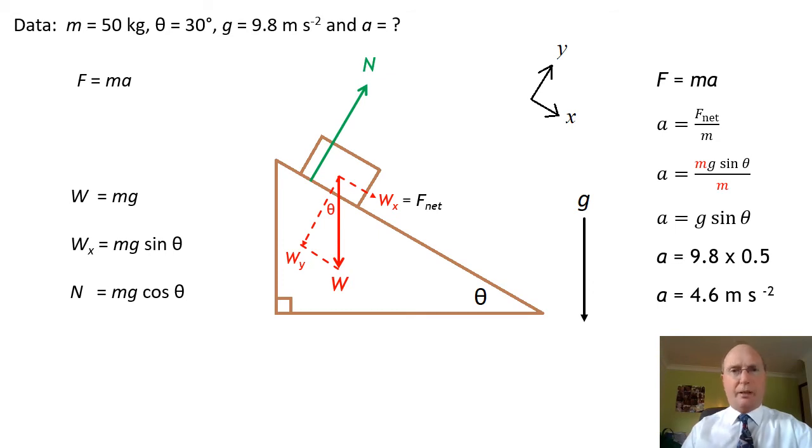Now, check MUDS. The acronym stands for magnitude, 4.6, units, meters per second squared, direction, downwards, and significant figures. Here we've got two significant figures. Well, let's look at another example where we do consider friction and see how this changes things.